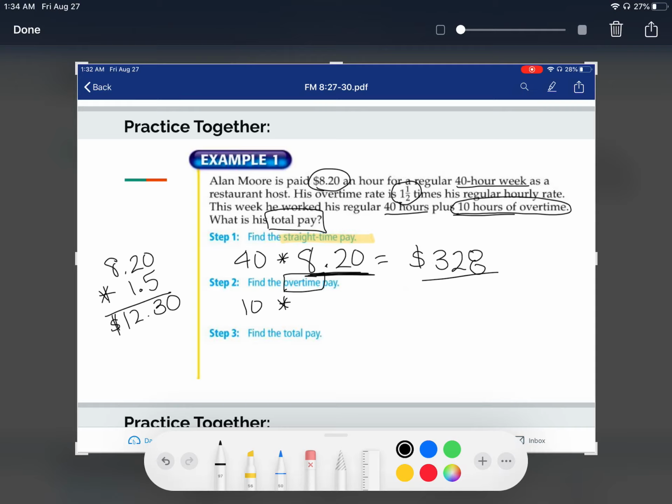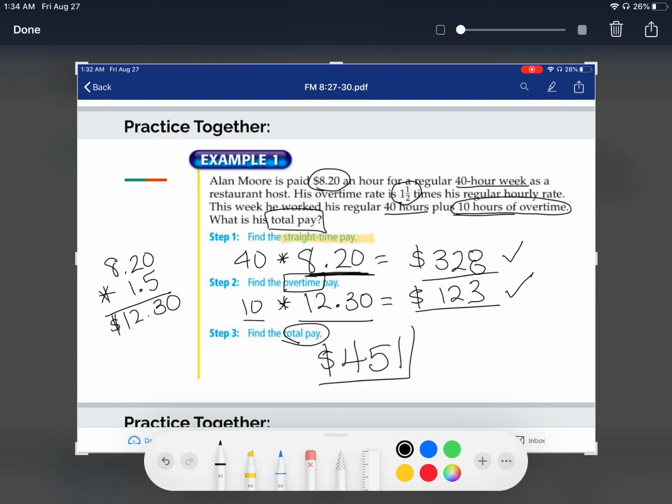He makes more for his overtime hours. You don't get paid the same amount. So we multiply that overtime rate times the hours of overtime he worked, and that gives us a total of $123. So you found his straight time pay, his regular pay at his regular rate, and you found his overtime pay. Now all you have to do is find his total. You add both pays together, and that gives you a total of $451.